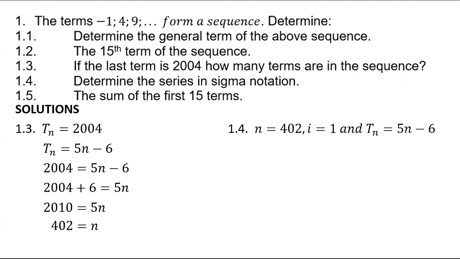So we've got n is equal to 402. We are adding from 1, and the general term is 5n minus 6. That 1 will be at the bottom of your sigma notation, and 402, the position of the last term, goes at the top. In front of the sigma notation, we'll put in the general term. If it's arithmetic, your general term will look like a straight line. If it is geometric, your general term will look like an exponential expression.